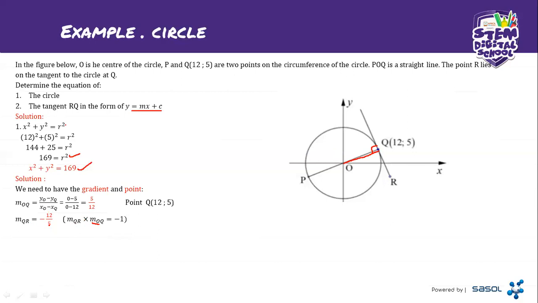After having the gradient and the point, you can now write the standard equation of a straight line. Then you substitute. After you have substituted, you simplify it until you reach the final stage, and it should be in the form of y equals mx plus c. You can see our gradient is -12/5, so y equals -12/5 x plus 169/5. So that is the equation of the tangent RQ.